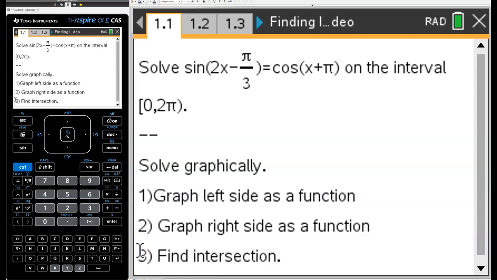In this video, we're going to learn how to solve equations by graphing them and then finding the intersection. So here is a problem that says solve sine of 2x minus pi thirds is equal to cosine of x plus pi on the interval 0 to 2 pi. What we're going to do is solve this graphically. I'll set the left side to be a function and graph that. Then I'll graph the right side as a function, and we'll find the intersection.